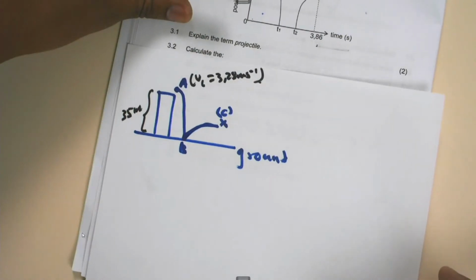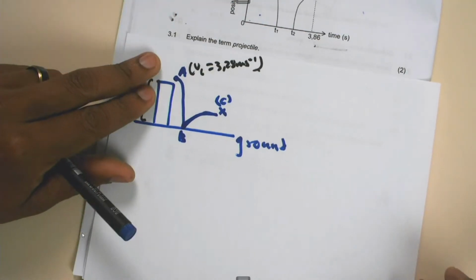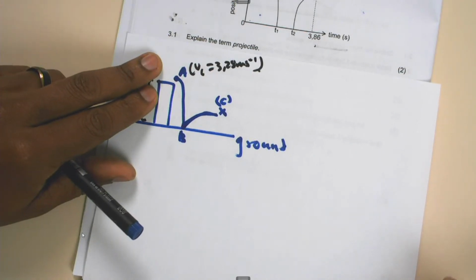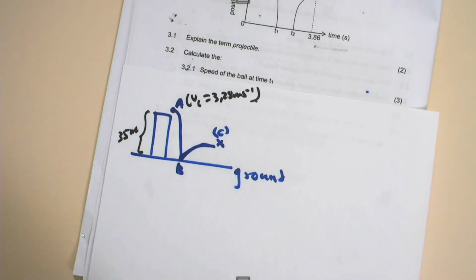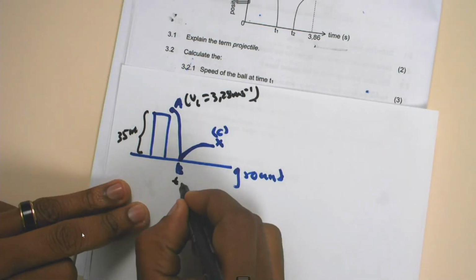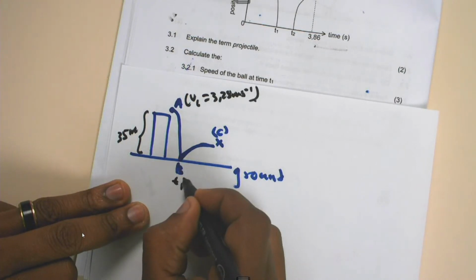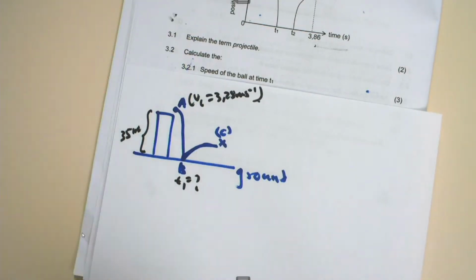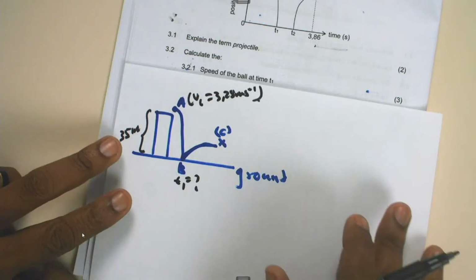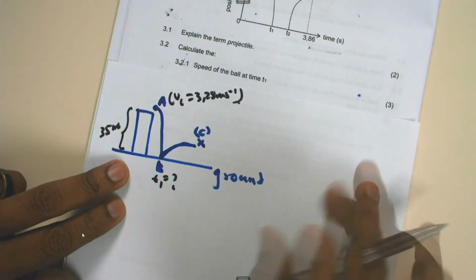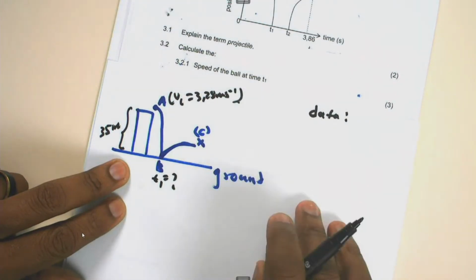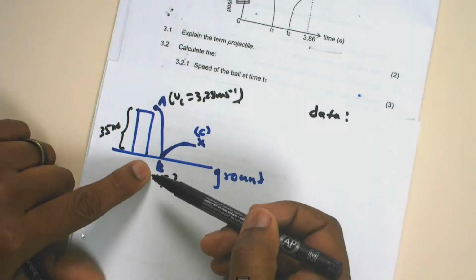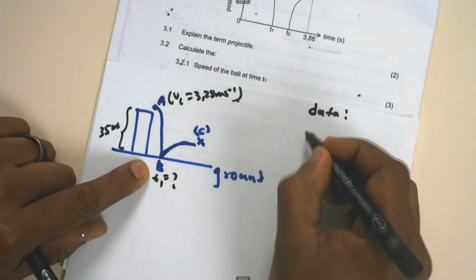So it says explain the term projectile. So that will be 2 free marks. Thereafter, calculate the speed at T1. So where is T1? T1 is there at B. So I'm going to write down the information that is given. Basically, I am looking for the motion from A to B.